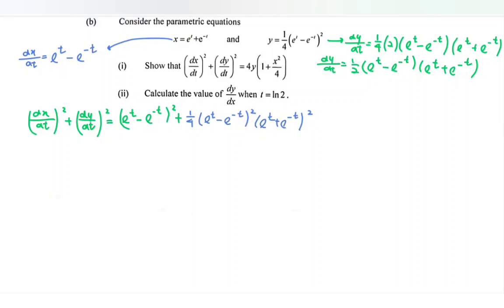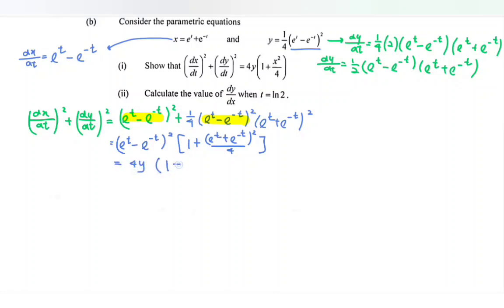So based on this part, we can factor out the situation given. Notice that we have the common terms, and here will be the common terms. So if we factor out, we have exponent t minus exponent negative t bracket squared, bracket, we have 1 plus exponent t plus exponent negative t bracket squared over 4. Try to refer to the situation given. Notice that in here, actually we have the same terms. So it equals 4y.